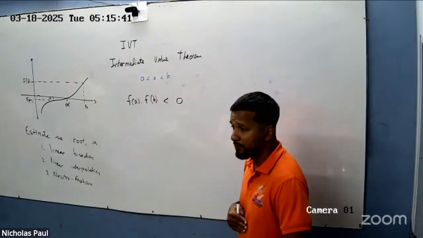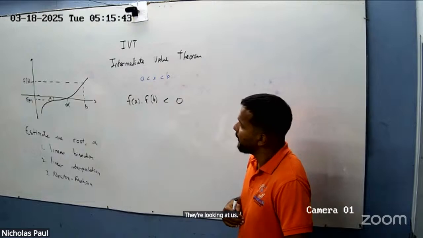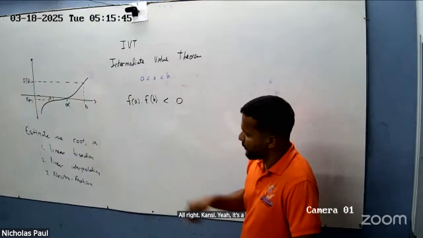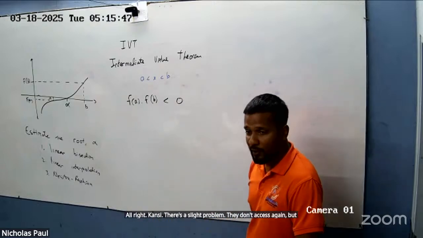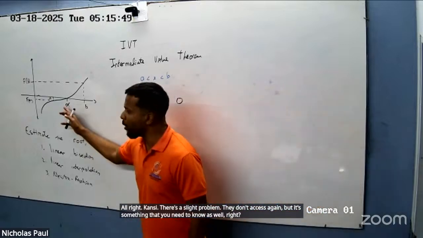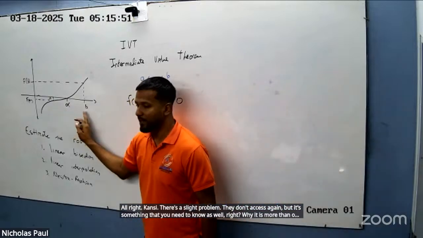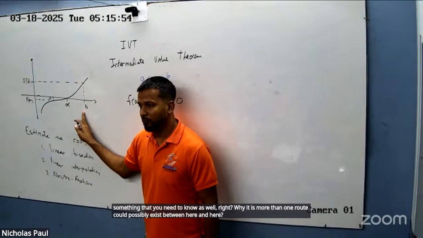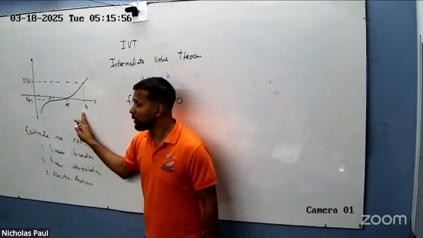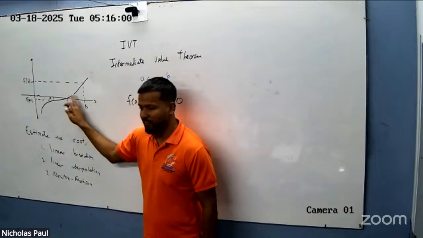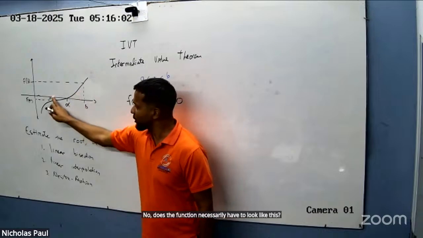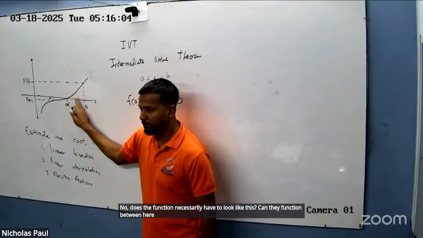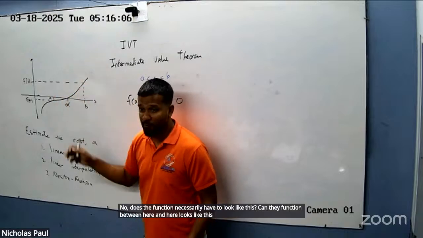Okay with that? Here's a slight problem. They don't ask this again, but it's something that you need to know as well. More than one root could possibly exist between here and here. Does the function necessarily have to look like this? Can the function between here and here look like this? So it could have more than one root.